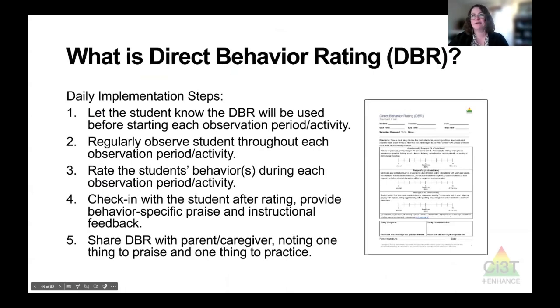So what does it look like to implement DBR? We have really simple daily implementation steps. Like I said, that's why this is going to become one of your favorite acronyms. First, we let the student know that the DBR period is starting, our observation period. During the observation period, you're observing the student. Right as the observation period ends, you complete that rating: circle the number, put your check mark, put your star.